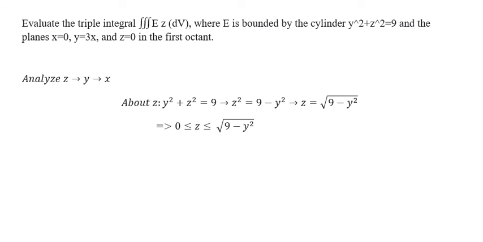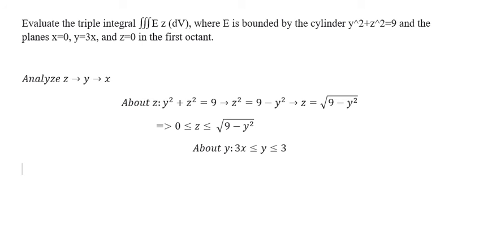The next one is about y. We know that y has the boundary of 3x, and we also know that y squared plus z squared equals 9. So if we put z equal to 0, y should be 3, so the maximum boundary of y is 3. So we have 3x less than or equal to y, which is less than or equal to 3.